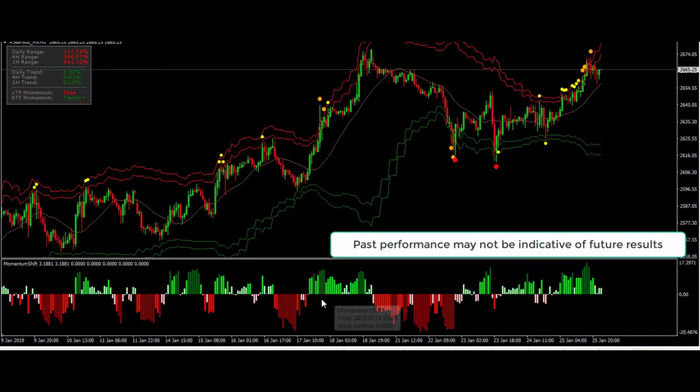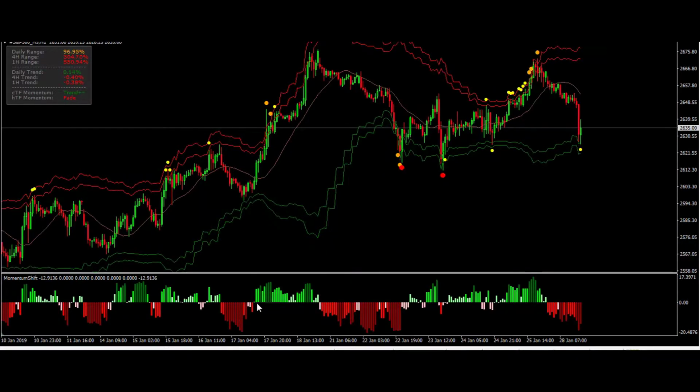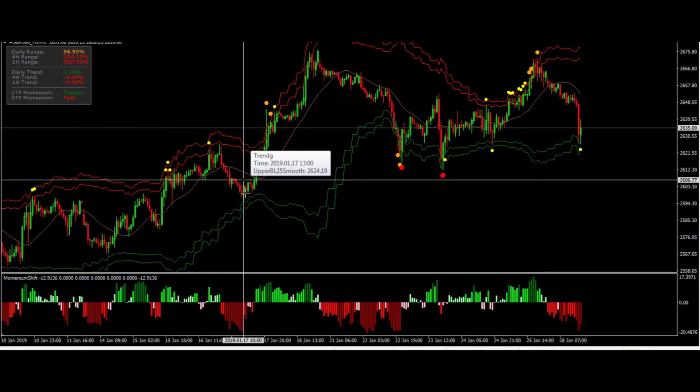The first of which is going to be the flip around the zero line. You will notice that it is a very common occurrence that when the momentum shift histogram moves above or below the zero line, that's actually the time that the market itself is also turning around. Let's look at a few examples here that will better clarify this concept.